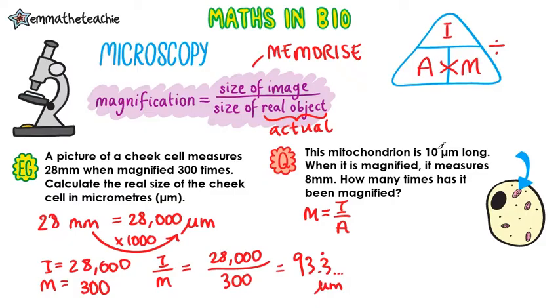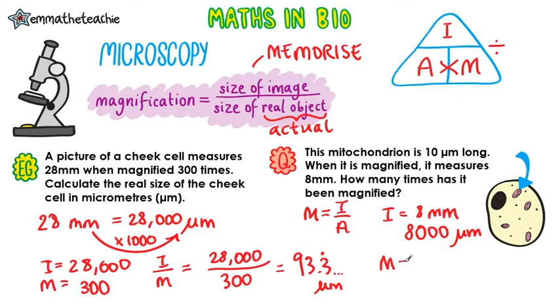And we're going to be working with two numbers that again are different units. So we need to make them the same. It actually doesn't matter whether you turn them both into millimeters or you turn them both into micrometers, as long as they're the same. So let's turn our image size into micrometers. At the minute, it's 8 millimeters. So when we turn it into micrometers, we're just going to multiply by 1,000 again, and it will give us 8,000 micrometers.